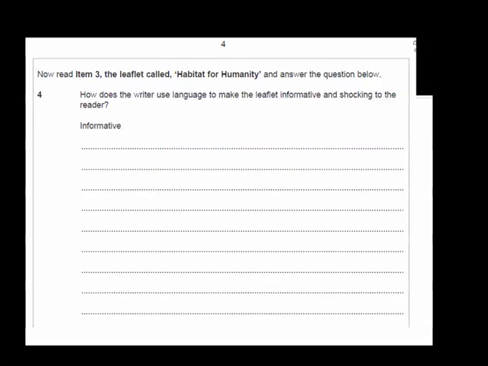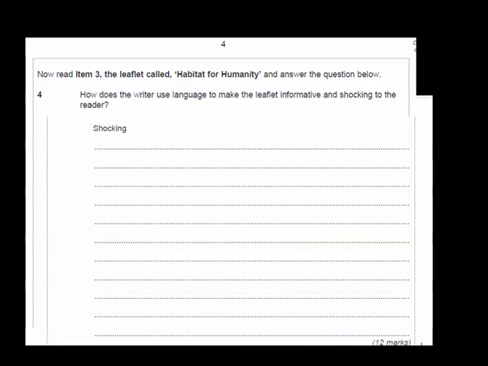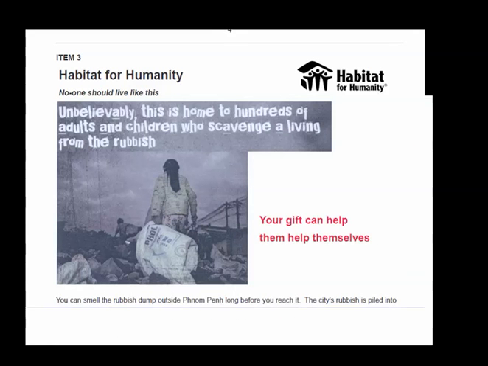This is a sample answer from a sample question from the past. How does the writer use language to make the leaflet informative and shocking to the reader? And it gave you a bit of space to write about how it was informative, and then some more space to write about how it was shocking. This was the text. It's from a specimen paper from AQA, and it was about children and adults living on rubbish dumps in Cambodia, I think it is, and making their living that way. It's a sort of persuasive text, a charity text.